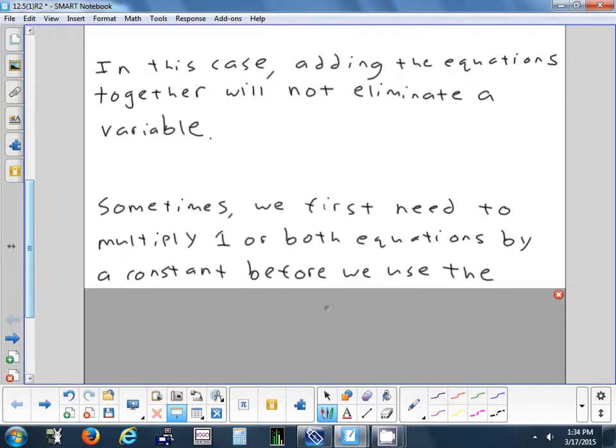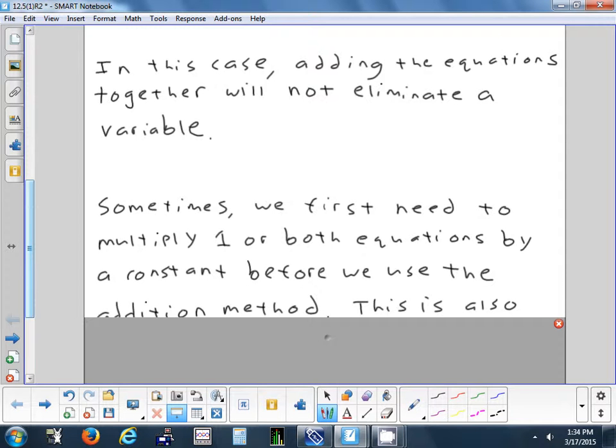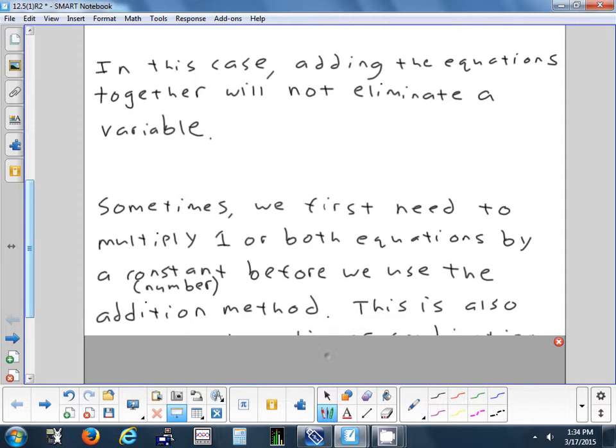Sometimes what we need to do is take one of the equations, today it's just going to be one of them, and we have to multiply everything in that equation by a constant. A constant is just a number. It can be any number you want. Don't use decimals and fractions. We're going to pick numbers that are easy to work with. And you've got to multiply everything by a number before you can do the method we did yesterday.